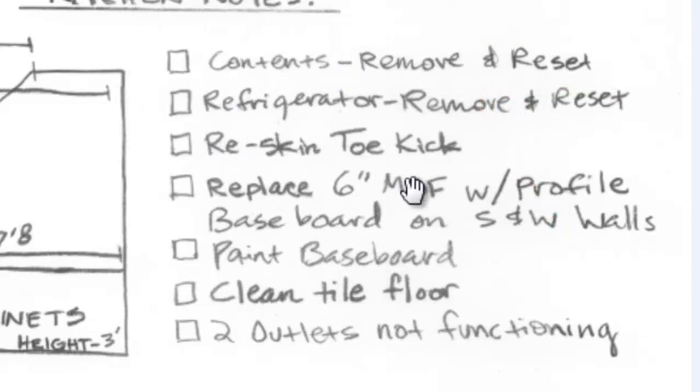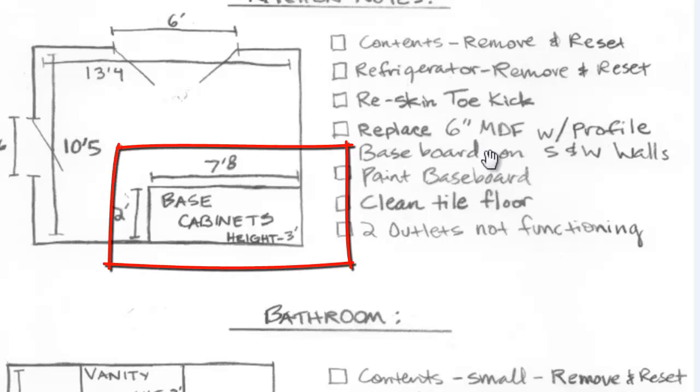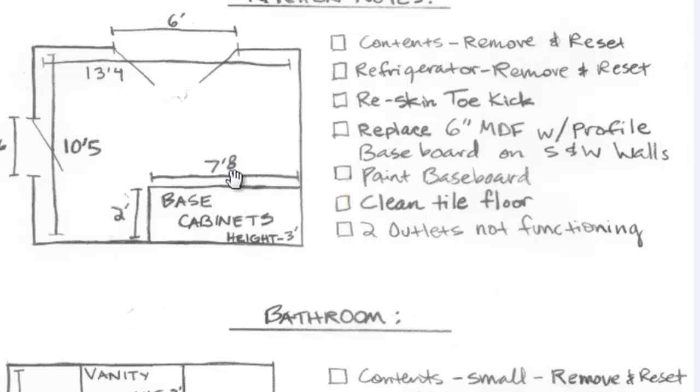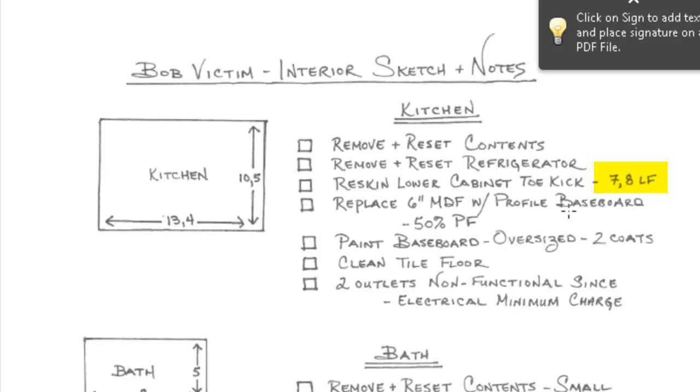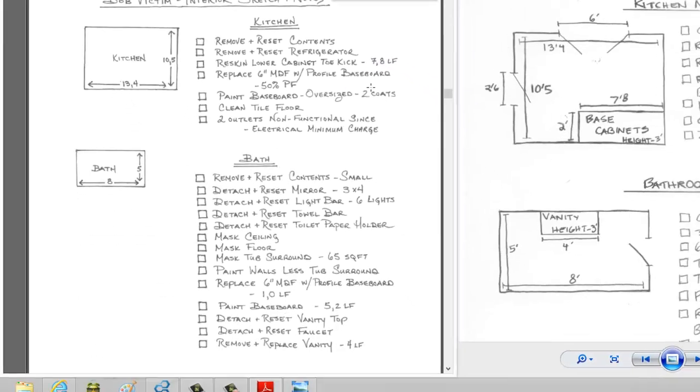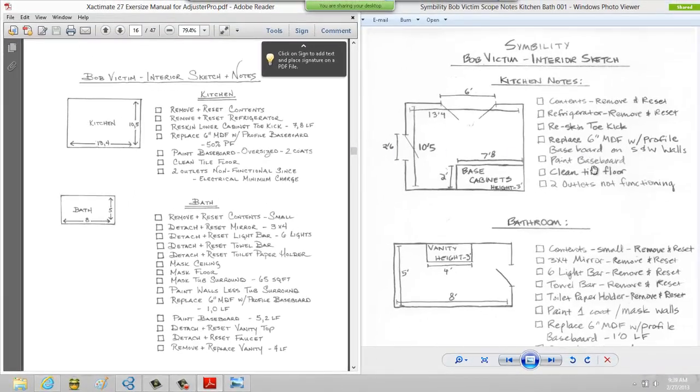The third line item, you'll see reskin toe kick. I don't include the linear feet here because we've already created this reference area that shows the linear footage of the front of those base cabinets. So that was why I don't include a lot of the dimensions that were included on the old Victim Bob or the Xactimate Victim Bob there.